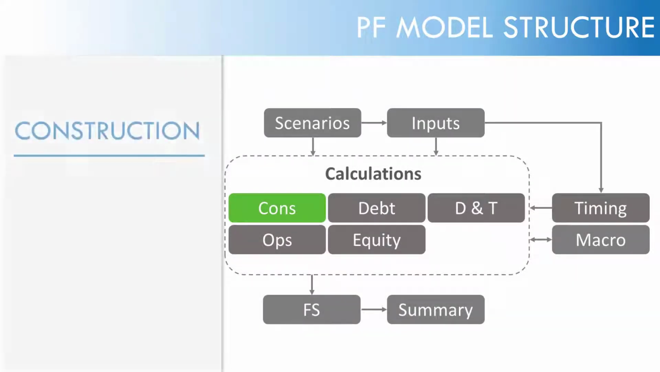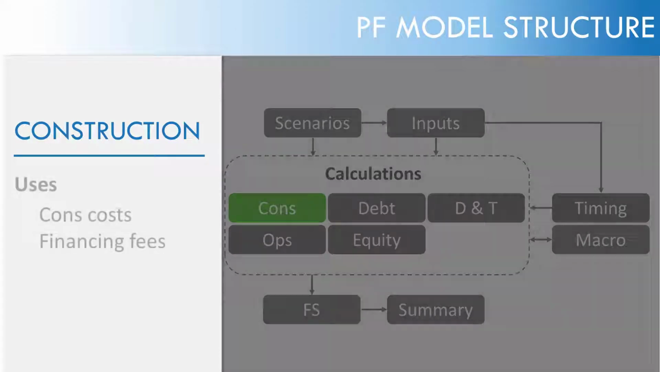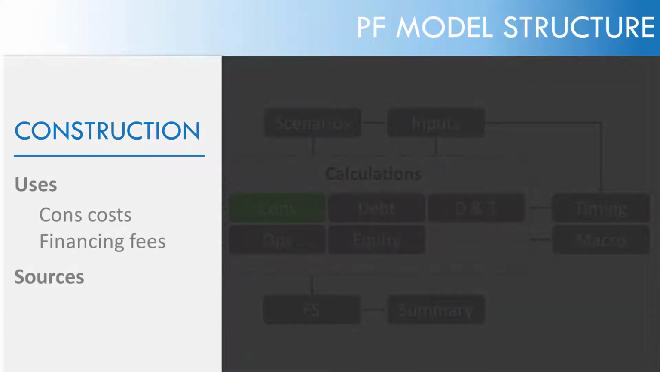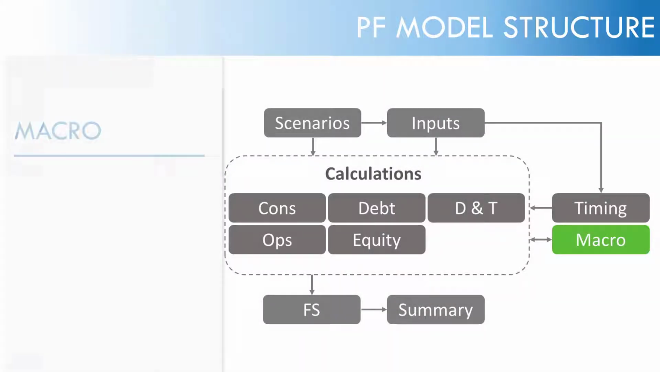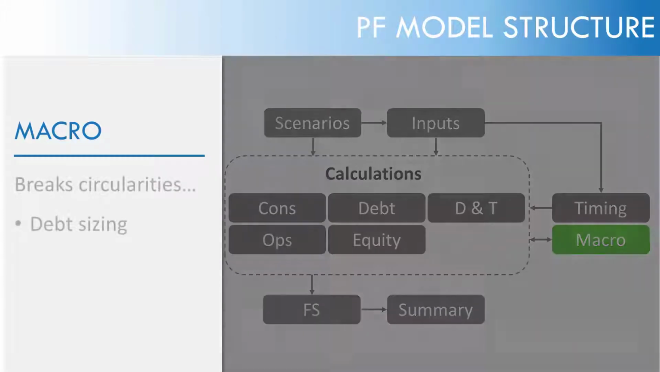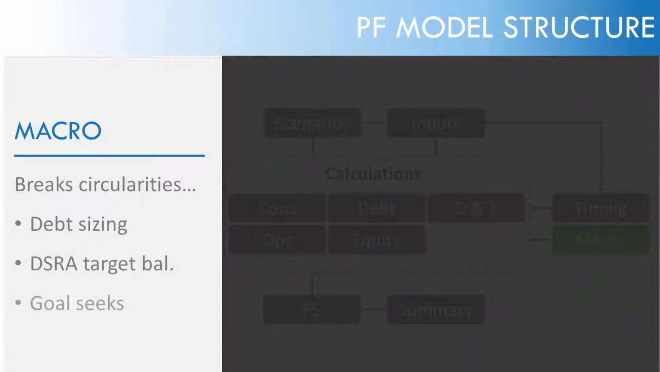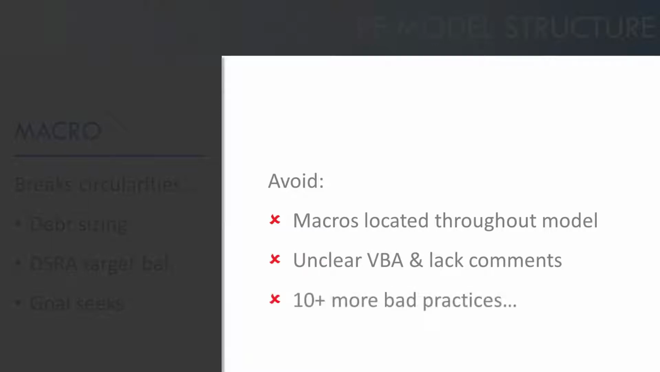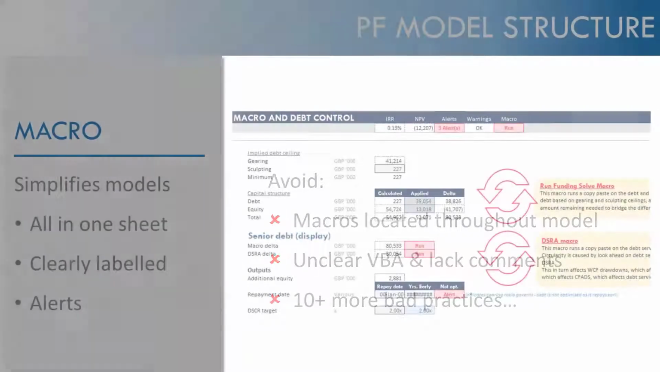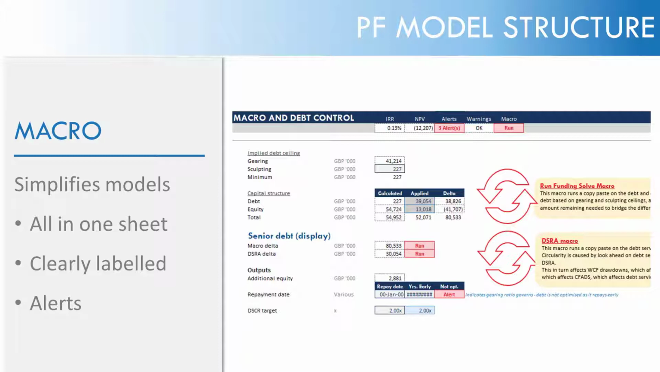We've already discussed construction. This tab involves the calculation of uses and sources during construction. We've touched upon circularities, which give rise to the need for macros, i.e. VBA, the Excel interface to which we house in the macro sheet. Now, many people hate macros, and for good reason. They've typically been done really poorly, which has resulted in non-transparent models and headaches for everyone. Now, if these are done really well, then they help the model to actually function smoothly.